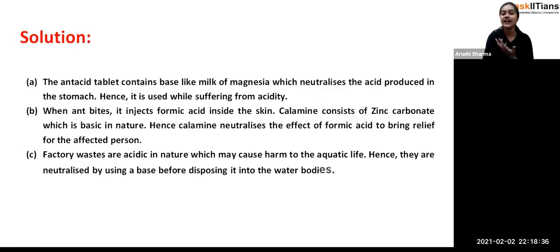Okay, so we already have the answers, or otherwise you can read them here: the antacid tablet contains a base like milk of magnesia, as I told you, which neutralizes the acid produced in the stomach, and that's how you will get relief from the acidity. And the ant injects formic acid, and calamine consists of zinc carbonate, which is basic in nature, so it will neutralize it and you will get relief. Factory waste is acidic in nature, which may cause harm to aquatic life, and hence it is neutralized by using a base. So that's how we can do it.